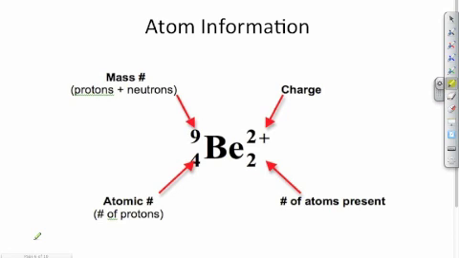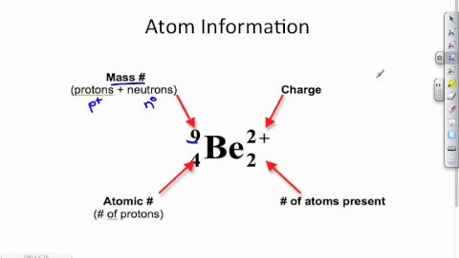Now we can use the symbol of any element on the periodic table. By putting information around the four corners of the symbol, we can convey certain pieces of information. For instance, if there is a number written in the upper left corner of a symbol, that is referring to the mass number. Now what is the mass number? Well, it's the sum of the protons and neutrons in that atom. So we can see here, just from this piece of information, this beryllium atom has 9 protons and neutrons added together. Okay?